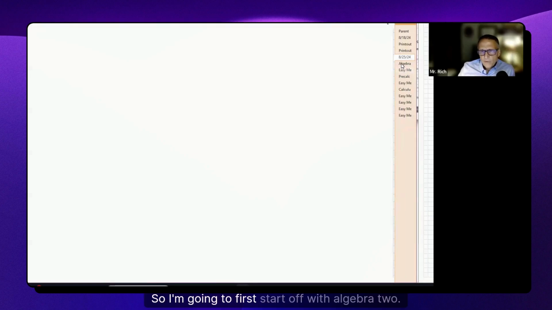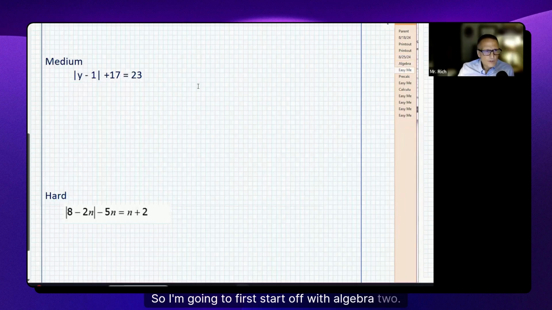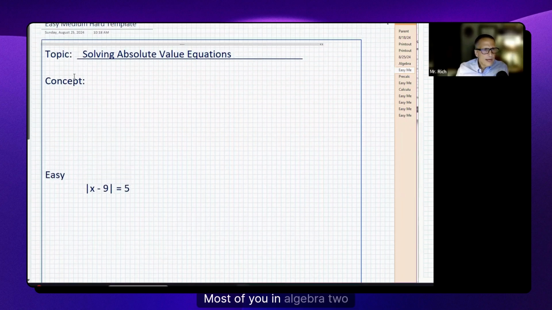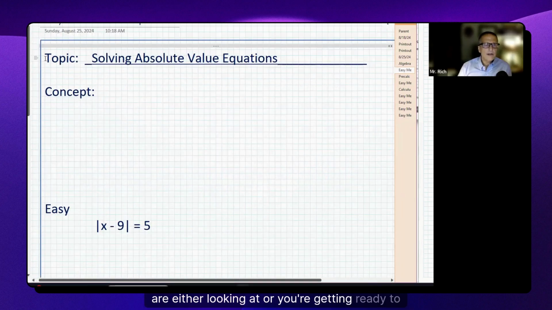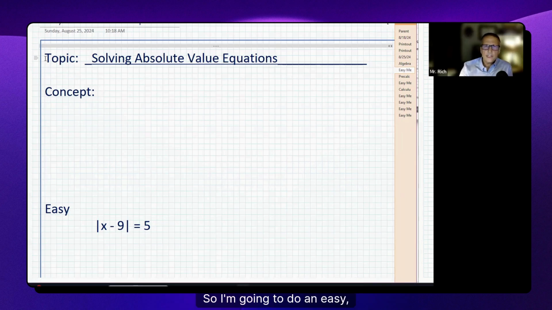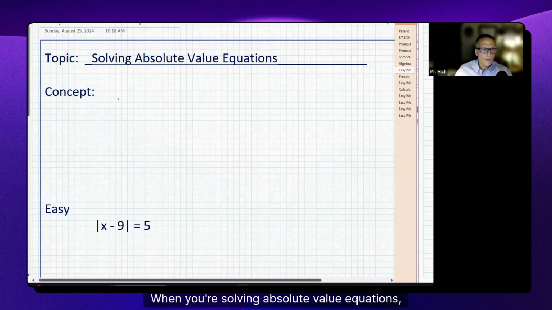So I'm going to first start off with Algebra 2. Most of you in Algebra 2 are either looking at or getting ready to solve absolute value equations. So I'm going to do an easy, a medium, and a hard absolute value equation problem. And let me give you first the concept when you're solving absolute value equations.